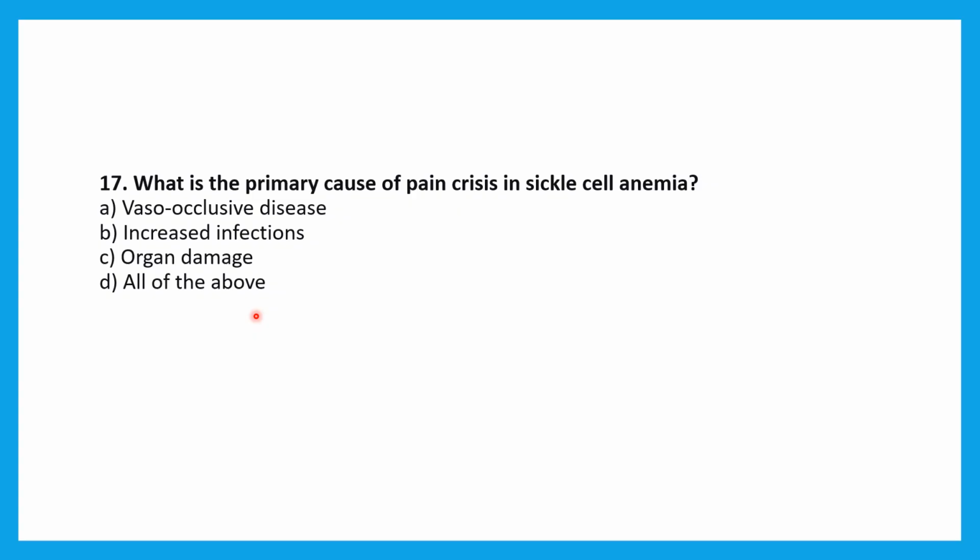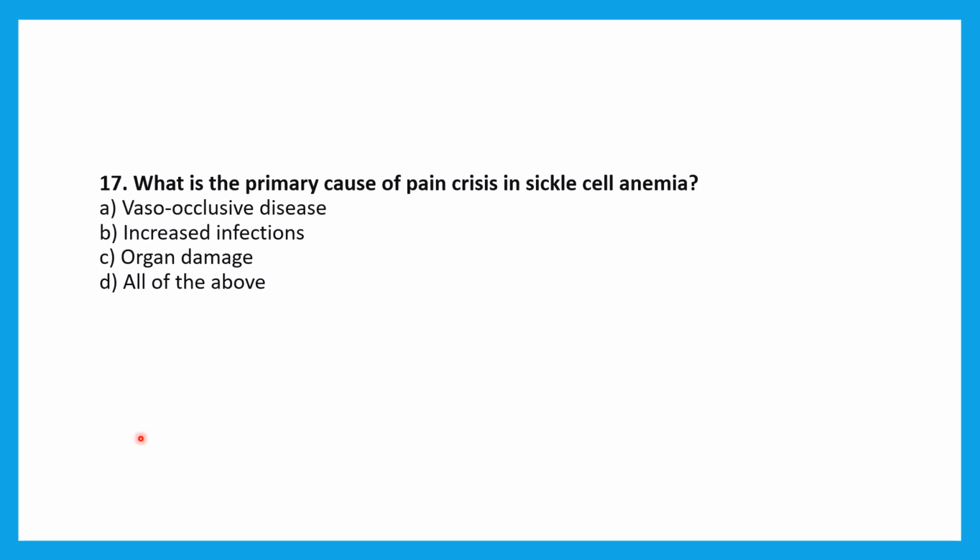You've learned this. Sickle cells are very stiff and very sticky. They block small blood vessels. This is called vaso-occlusion, which causes ischemic pain, and it's the primary mechanism of pain crisis. Infections and organ damage are also consequences of the disease, not the direct causes of the pain crisis. They are complications rather.